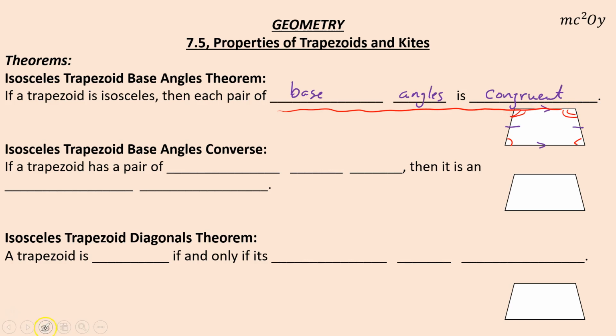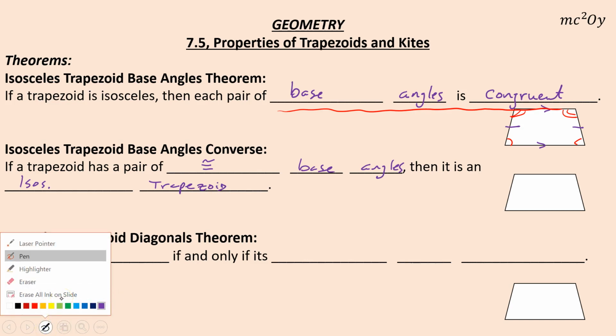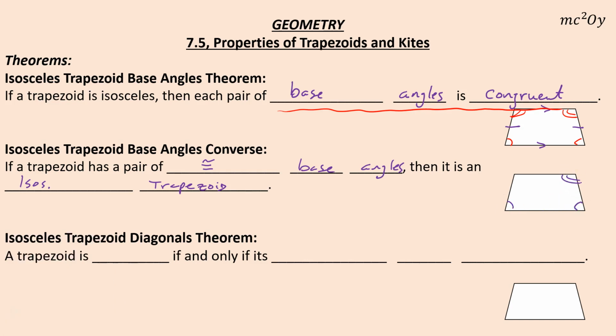Okay, next piece, let's go mark it up here. Isosceles trapezoid base angles converse just says the converse of the previous statement. So if a trapezoid has a pair of congruent base angles, then it's an isosceles trapezoid. Let's first mark it up here. So we have our congruent base angles. And based on those congruent base angles, no pun intended, I know that it's an isosceles trapezoid. So those are congruent, and there we go.